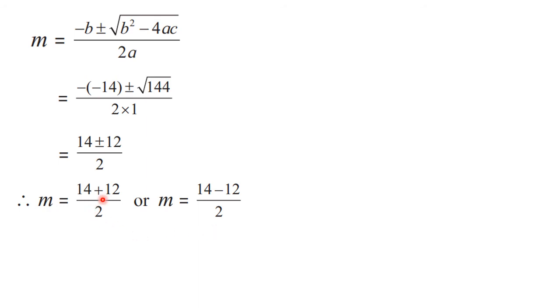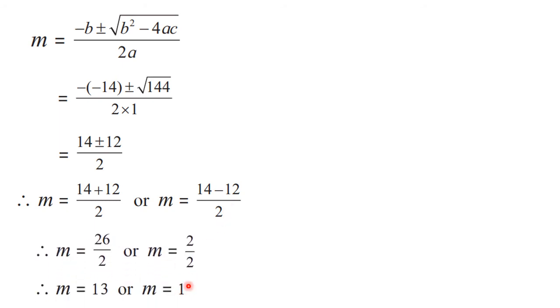And from this you will now get two roots. See here, m is equal to 14 plus 12 divided by 2. So 14 plus 12 is 26 upon 2, that will be 13. And here 14 minus 12 is 2. 2 upon 2, that is 1. Okay, so in this way you are going to get two roots by using the formula.